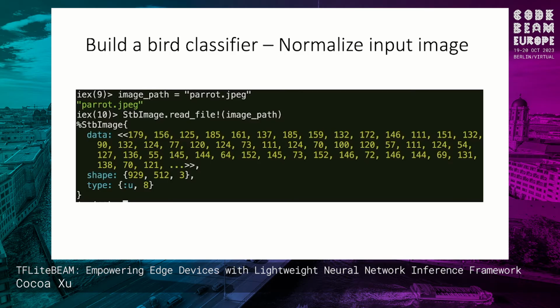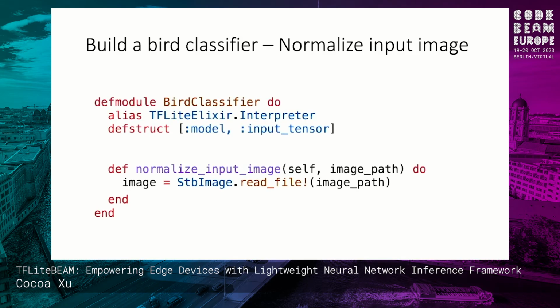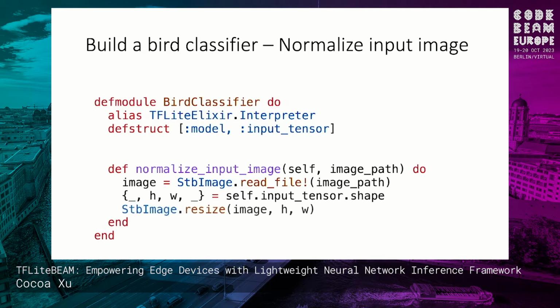The data is the raw RGB values for your image, and the shape means the height, width, and the number of channels. Since we need to resize the image to match the expected shape for the input tensor, we can pattern match the H and W parameters from the shape of the input tensor. Then we can resize the image using stbimage.resize, and then we can make predictions.